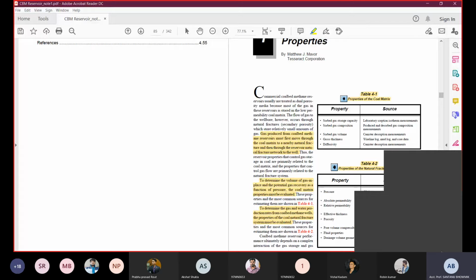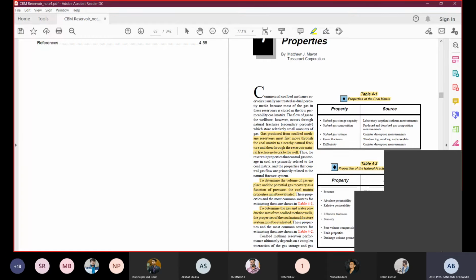And depending on the structure, we have seen that the matrix comprises the pores, where the maximum amount of the gases is stored in the adsorption state, and the fracture systems comprise the natural fractures, the face cleats, the butt cleats, the bedding planes, and the tertiary cleats, which are naturally formed. Here the gases are stored very little, less than 5% or so, in a free state.